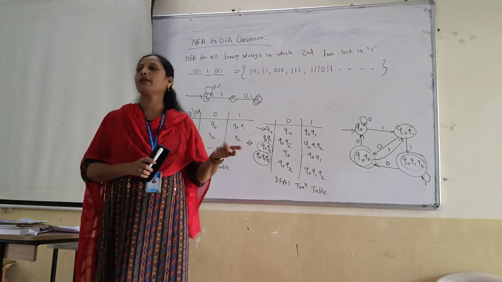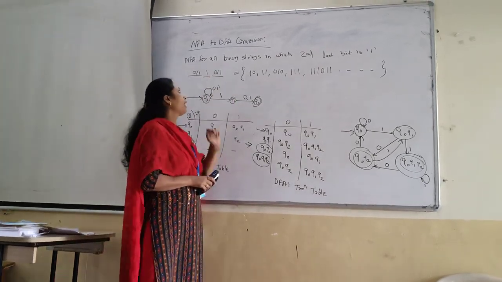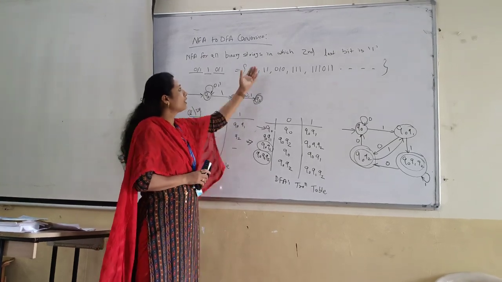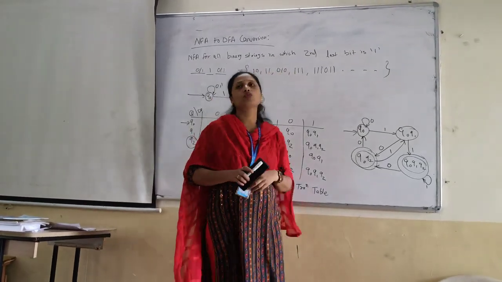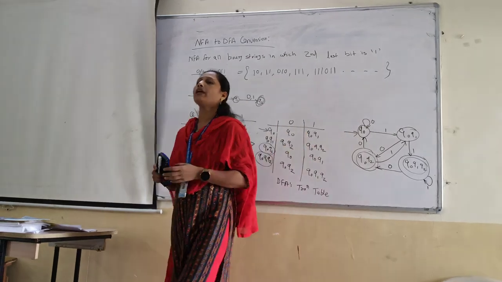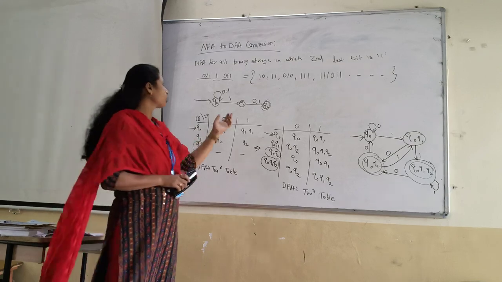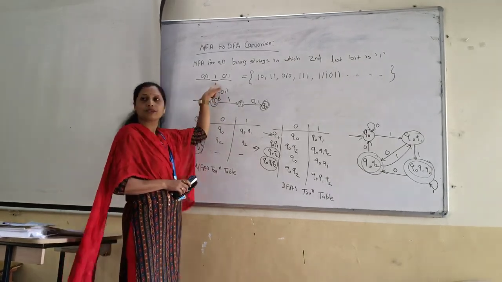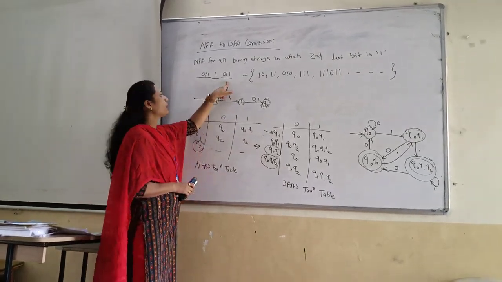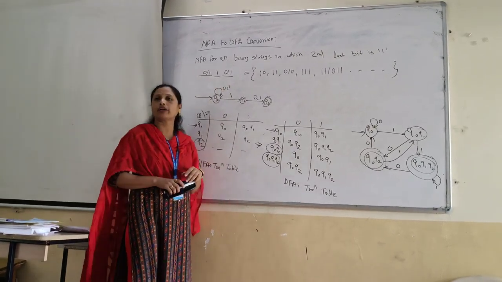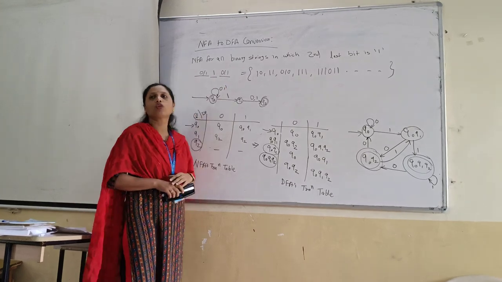Now, through an example, we are going to understand it. Here, the NFA is for all binary strings where the second last bit is 1. Students, we want strings where the second last bit is 1. So the second last bit should be 1. Afterwards, you can have either 0 or 1. Before this, you can have either 0 or 1. But the second last bit should be 1.